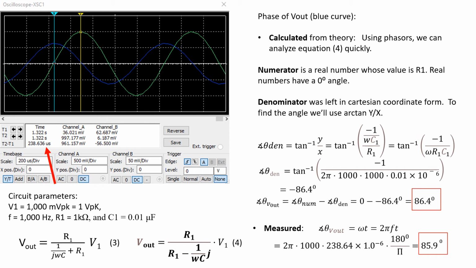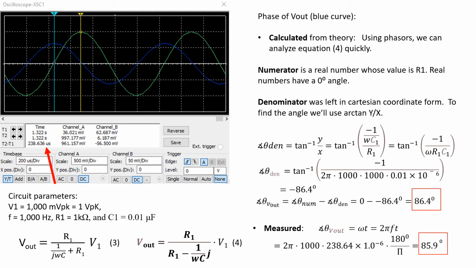And finally, when we convert our phase angle from radians into degrees, we find a measured value of the phase angle to be approximately 85.9 degrees. And again, this represents pretty good agreement between theory and simulated measurement, less than a 0.5% difference.